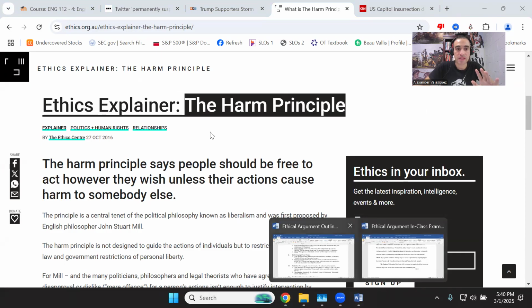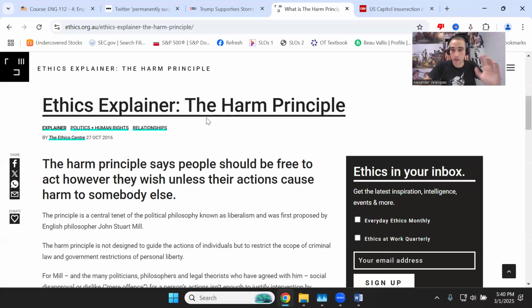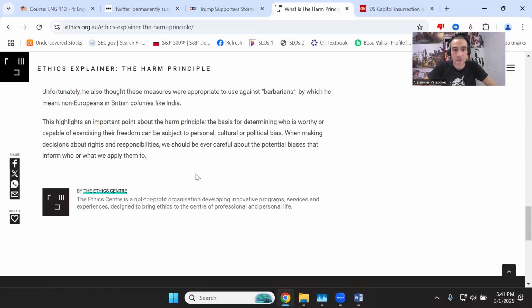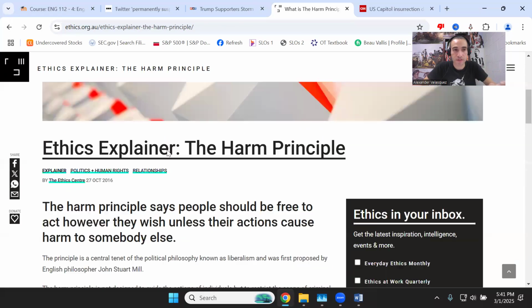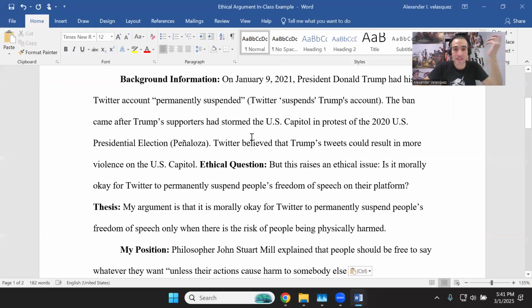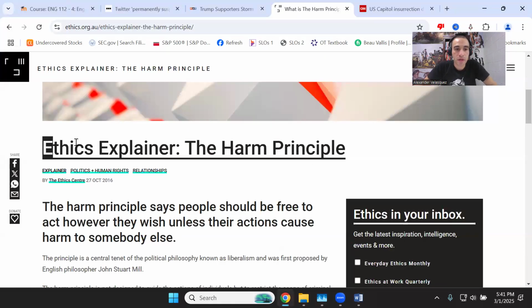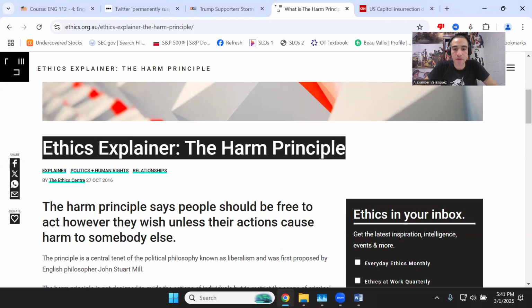Now, this page has no author. It just says by the Ethics Center. But that's not an author, that's just the source, right? The Ethics Center. So since it has no author, we're going to do the in-text citation first. Remember, you're supposed to put the name of the author, the last name only, and the page number. If there's no author name, you have to go by the title of the article. So we're going to put the title of the article here. We're going to close this quote. The title of the article is Ethics Explainer, the Harm Principle.